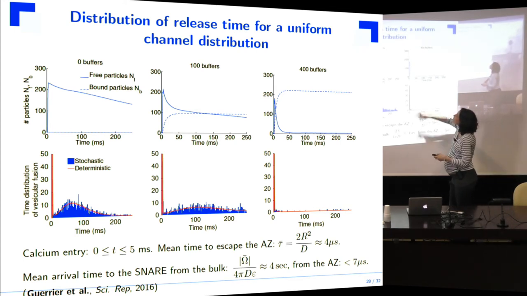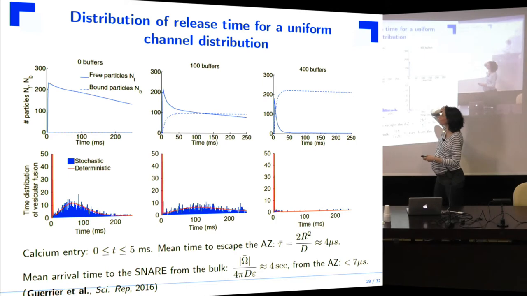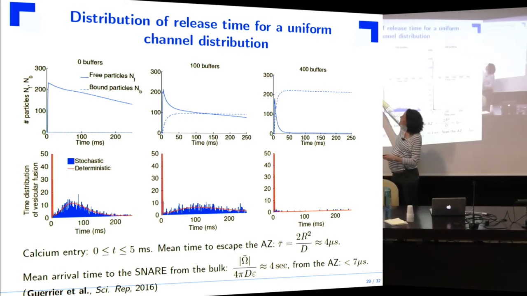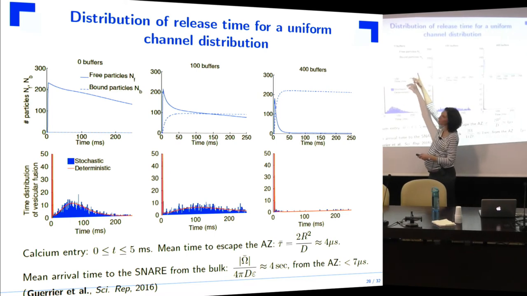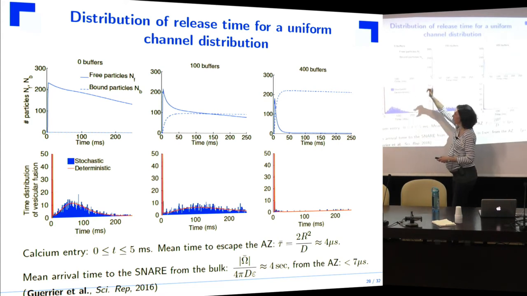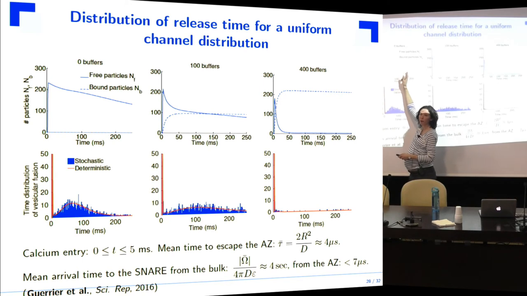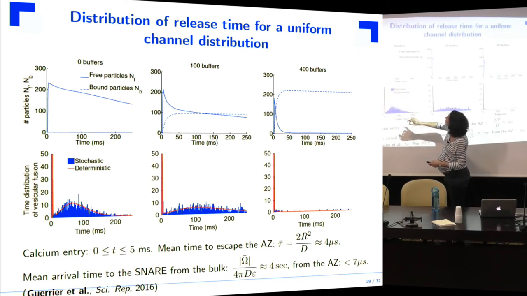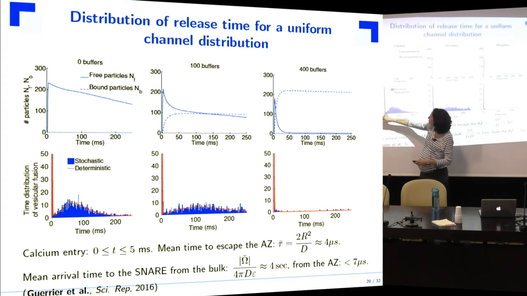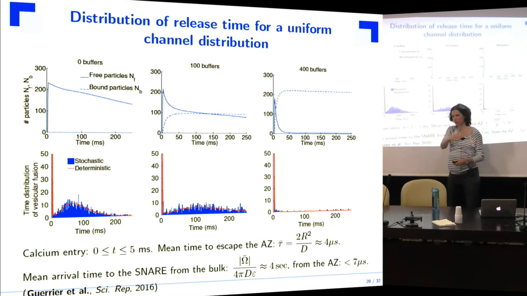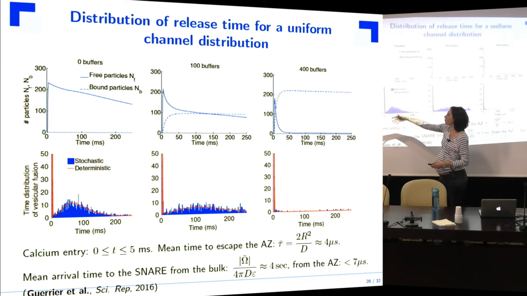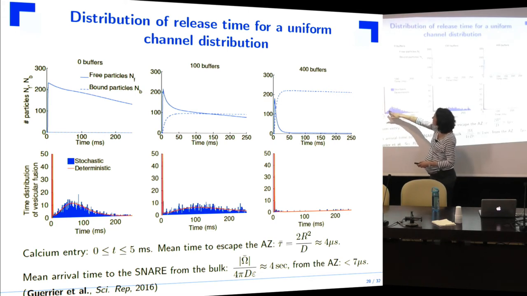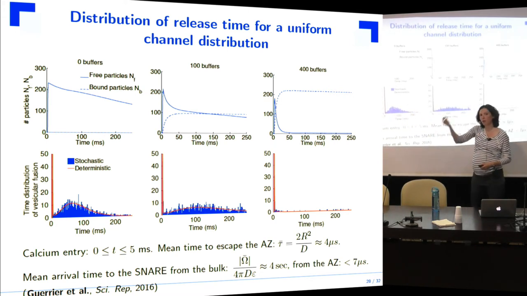So let's look at the distribution of the release times for uniform channel distribution. So here, I just plot the number of free ions in the bulk, depending on how many buffers I get. So if I have no buffers, the extrusion time depends just on the pumps and the way of going out. And you see that I have very high calcium inside my terminal. So what do I get in terms of release time? I have a very high peak due to the arriving of calcium from the channels that are just going to arrive and bind directly because they are inside the boundary layer of my target, my ribbon. And then you're going to have this distribution, which are the ions coming back from the bulk and that keep binding.